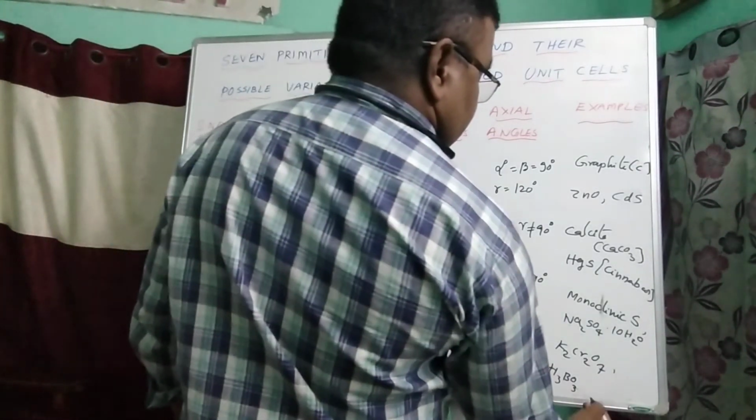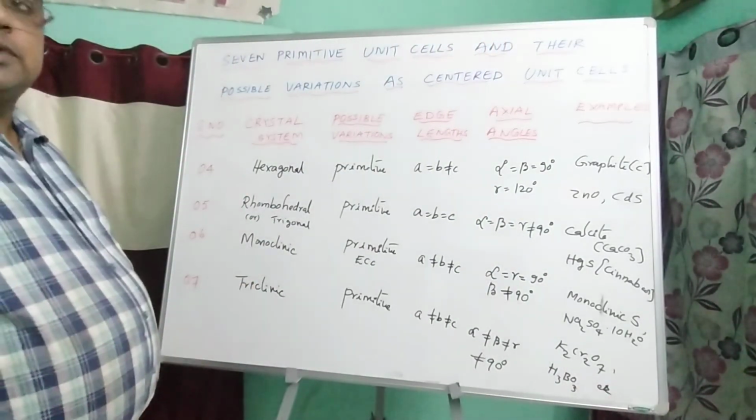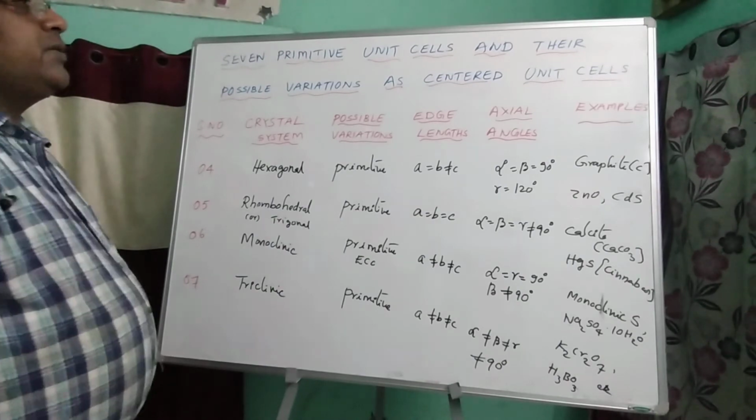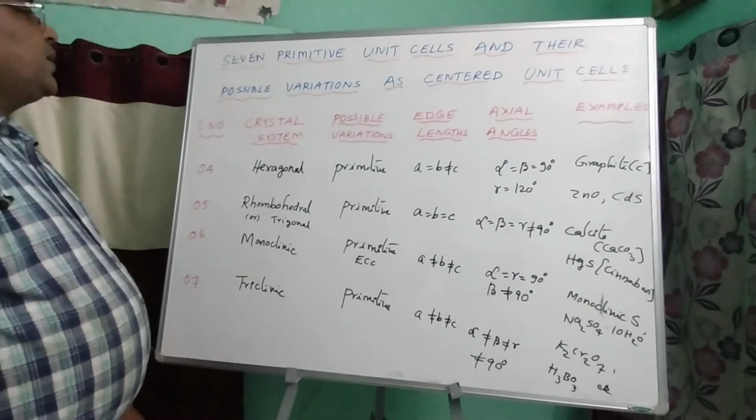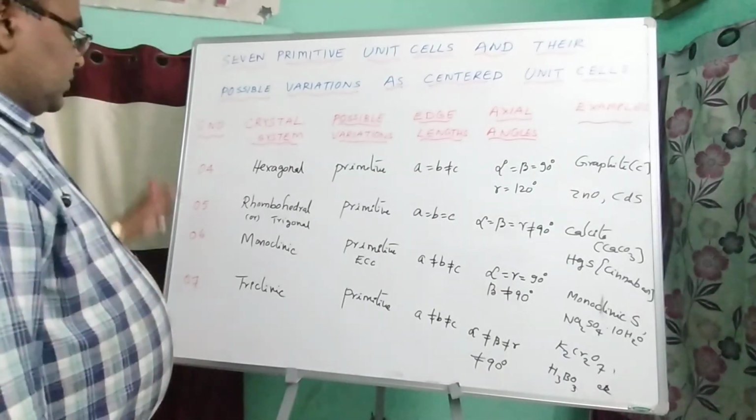H3BO3, boric acid, etc. So these are the 7 primitive unit cells and their possible variations as centered unit cells. Please note it.